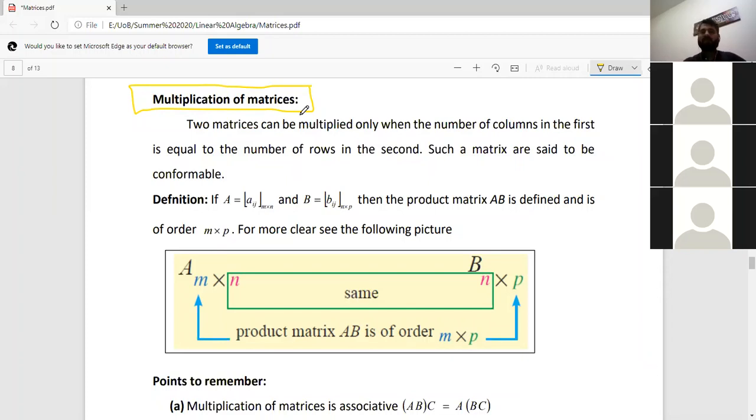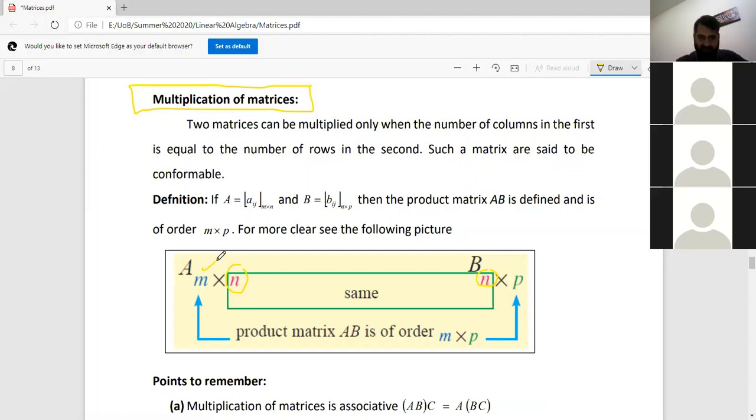If we have to multiply two matrices, we have to be very careful. The first thing you have to notice is that the number of columns in the first matrix should be equal to the number of rows in the second matrix. I'm not saying that the rows and columns are the same. For example, if my first matrix has 3 columns, then your second matrix should have 3 rows. Then you can multiply. Otherwise, you cannot multiply the matrices.